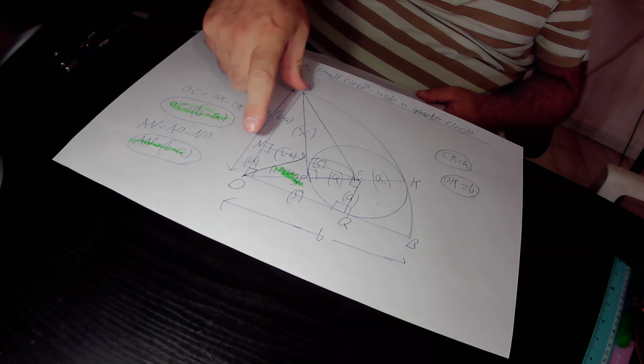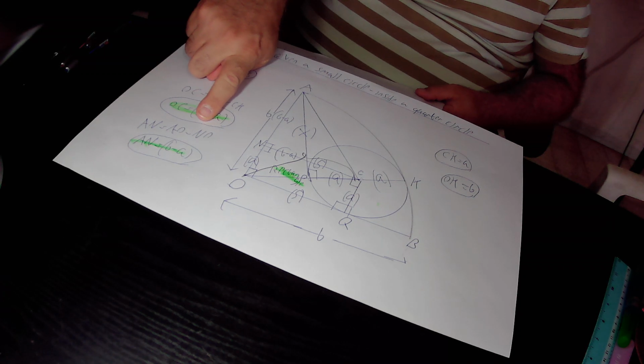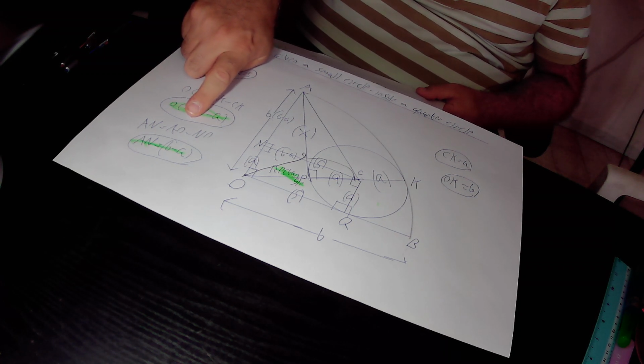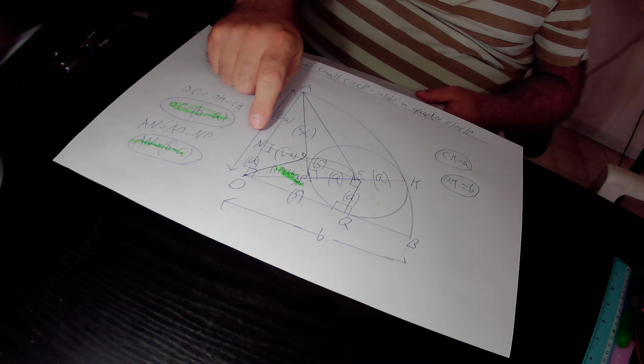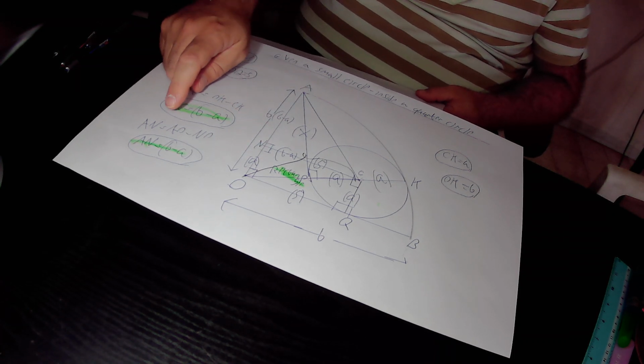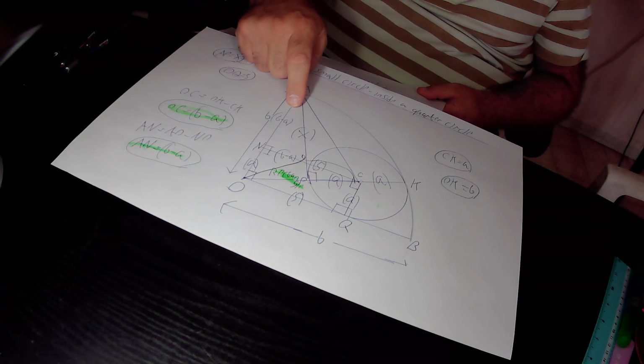AN equals AO minus NO. So AN equals AO, that is B, the radius of the quarter circle, minus ON. ON is A. So in total, AN equals B minus A units in length.